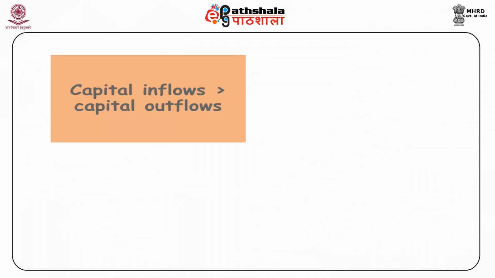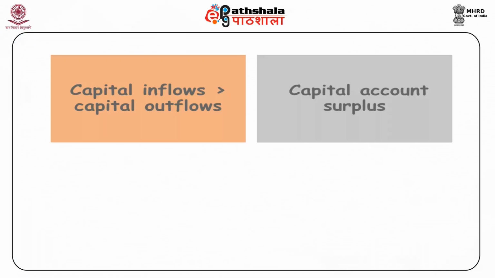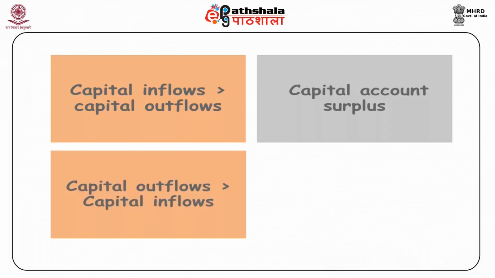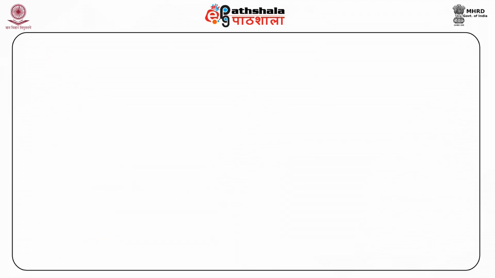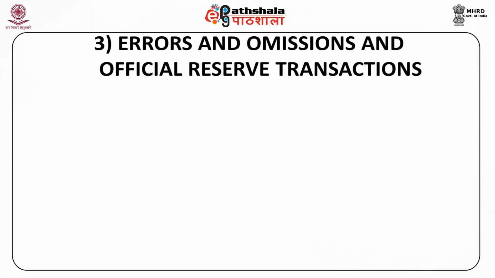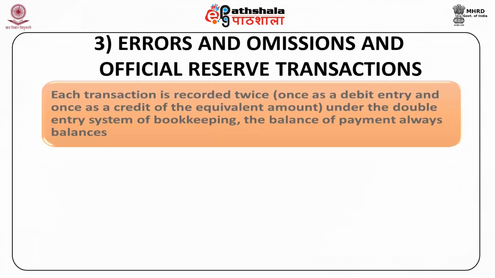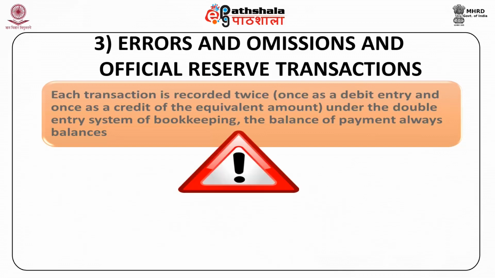When capital inflows exceed capital outflows, the country has a capital account surplus. In the reverse case, when outflows exceed inflows, it has a capital account deficit. The third component of the balance of payments is errors and omissions and official reserve transactions. In principle, as each transaction is recorded twice, once as a debit entry and once as a credit of the equivalent amount, under the double entry system of bookkeeping, the balance of payments always balances.